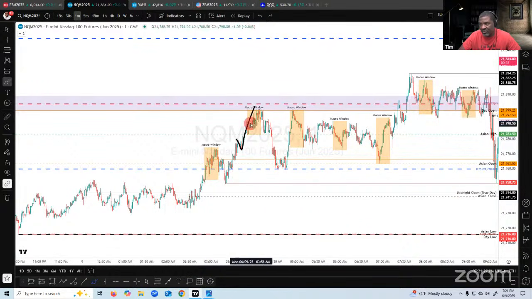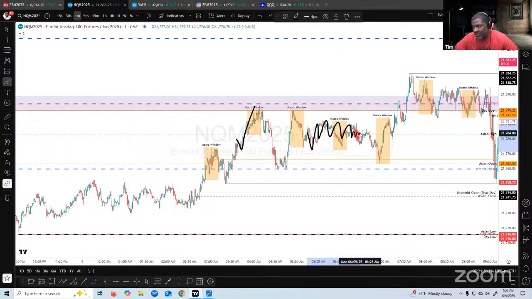PD array, right? Setting relative equal lows, respecting that low right there, come up, set equal highs, right? Still respecting bullish order flow as we accumulate, right? We accumulate this macro. We don't do much on this time frame that we're watching, but we do drop down and take out sell side liquidity, right, during this macro time, but we're still accumulating, right?